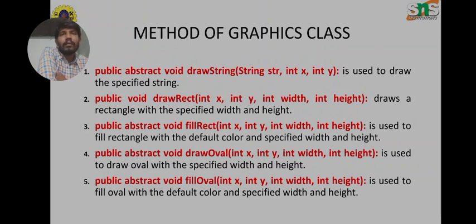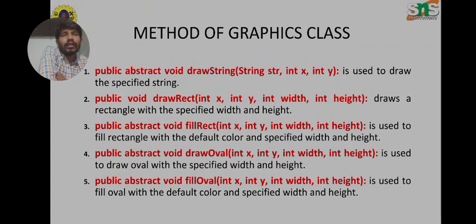The second method, public void drawRect, with int x, int y, int width and int height. It draws a rectangle with the specified width and height. The third one, public abstract void fillRect. It is used to fill a rectangle with the default color and specified width and height.